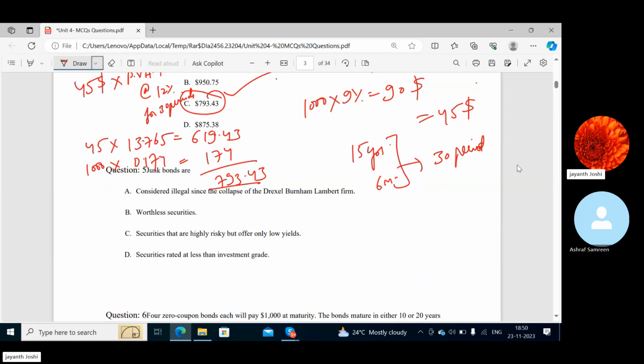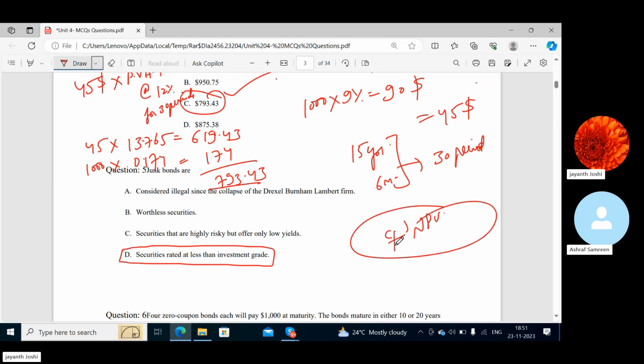Junk bonds are what? I would directly give the answer: securities rated at less than investment grade. Investment grade is a bond which can give you positive returns, positive NPV kind of. Less than that is not investment grade, a very risky one. Junk bonds are examples of that. They are not worthless, they are worthy, but they are very risky.